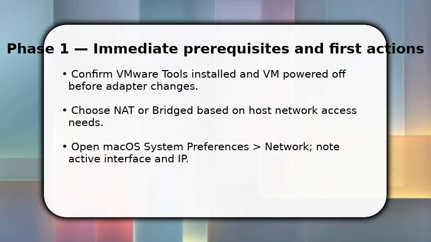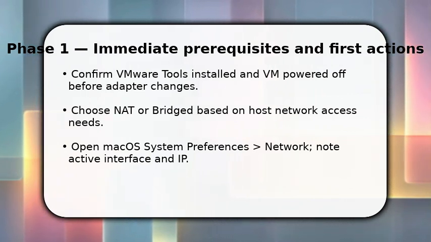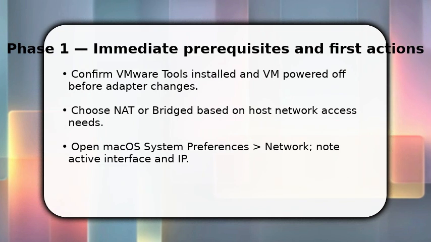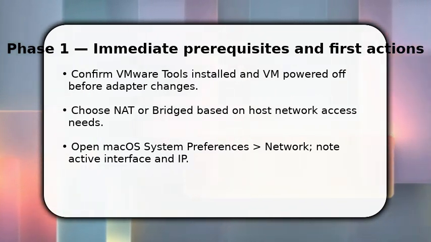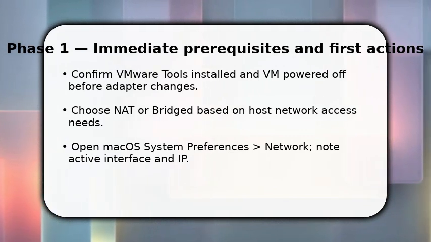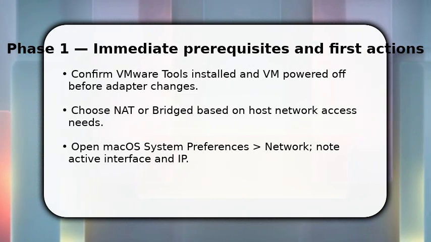Once done, open macOS System Preferences, select Network, and note the current interface and IP address. This helps you spot changes. If no IP appears, toggle the VMware adapter off and on to force a renewal and observe the macOS status. You now tackle deeper issues.